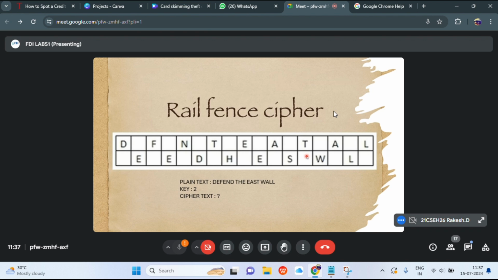We'll see one more example. Here you see the key is 2, so we have made only 2 rows, and the number of columns is similar to the number of letters in the plain text. Here our plain text is "Defend the east wall". So we fill it in a diagonal manner. Now we have filled our plain text. What is our ciphertext? As we said, we move from left: complete the first row, then start with the second row. That will be our ciphertext.